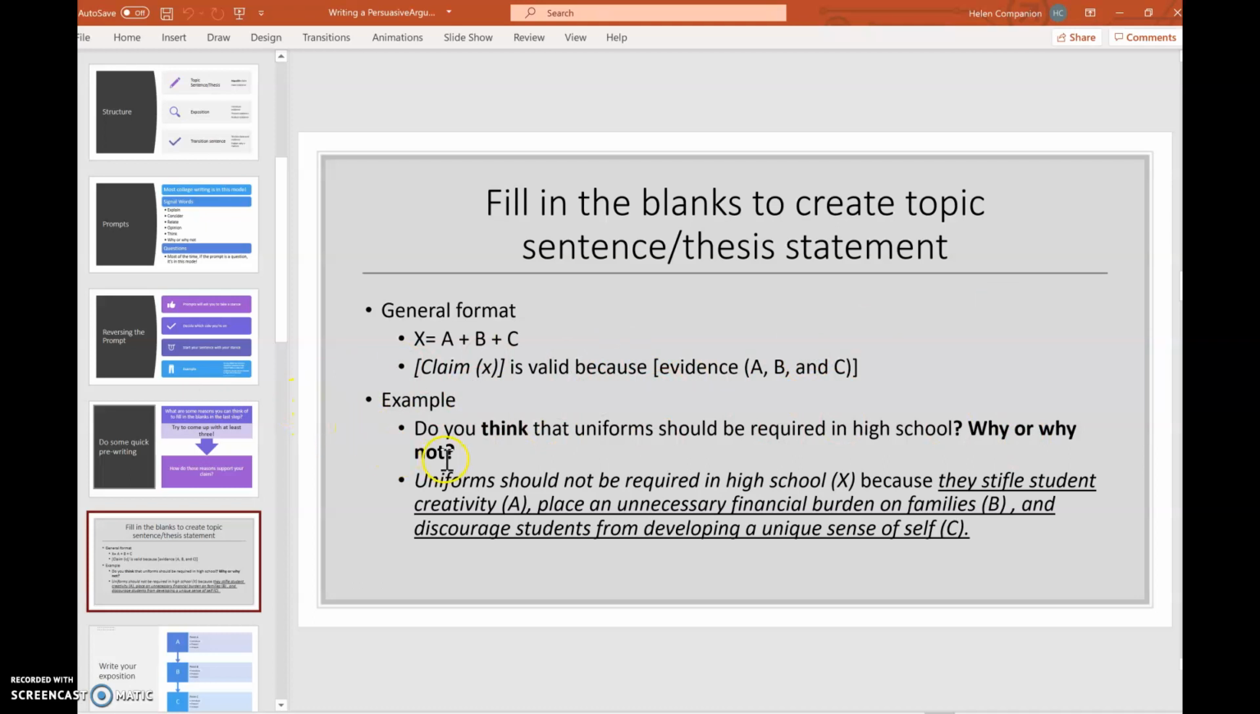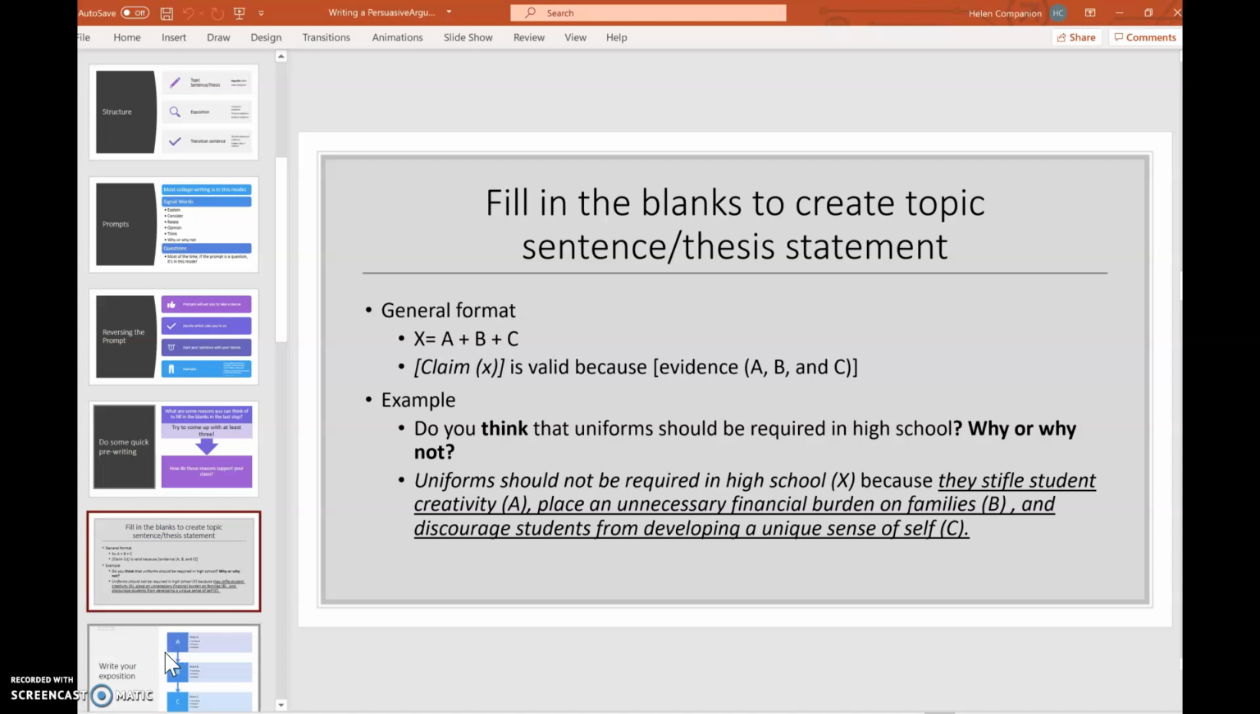So our example: do you think that uniforms should be required in high school? Why or why not? Again, I've bolded our signal words. Uniforms should not be required in high school, that's our claim, X, because is a joining word. And then the parts that are underlined are the A, B, and C. So they stifle student creativity is A, place an unnecessary financial burden on families is B, and discourage students from developing a unique sense of self is C.